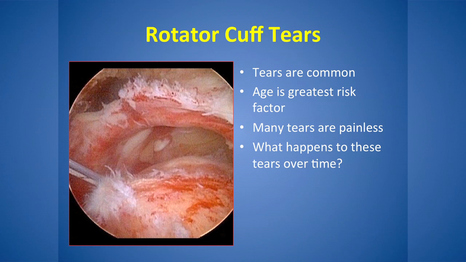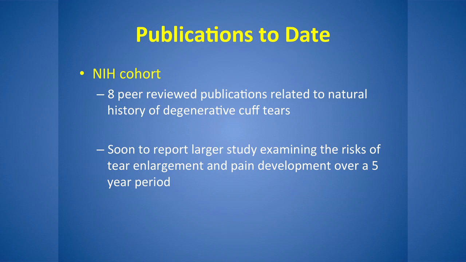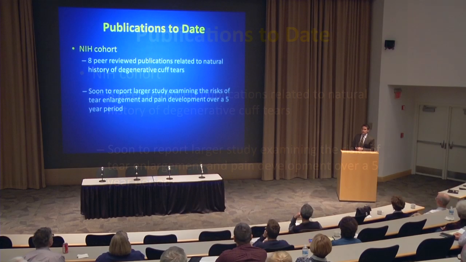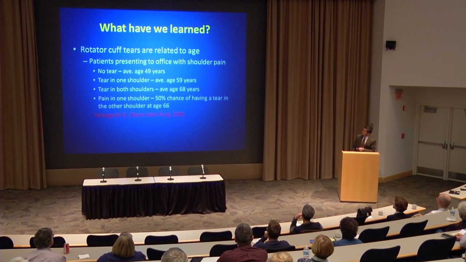There were some things that were known about rotator cuff disease prior to the initiation of these studies, such as that age is the greatest risk factor for development of a tear. Many tears are painless. But the aim of the NIH-based research is to describe what happens to these tears over time, as Dr. Yamaguchi mentioned. To this point, we've had about 8 peer-reviewed publications related to the natural history of rotator cuff disease, and we're soon to report our larger study examining the risk of tear enlargement and pain development over time. This is our big 5-year follow-up data that will soon be out.